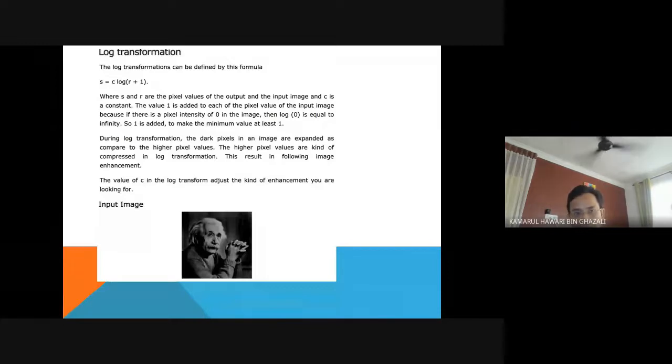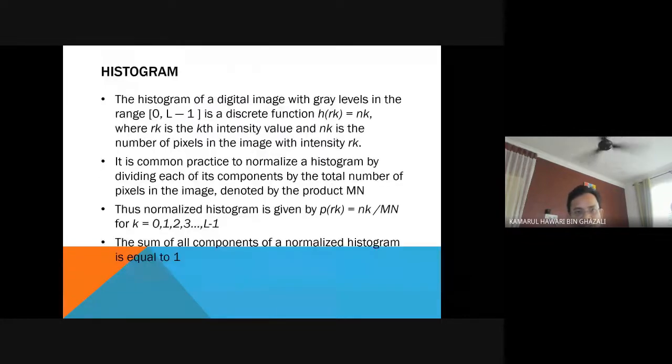Any question? Oh. So before we stop, another 10 minutes. Okay, let me continue. So we will stop after this histogram.